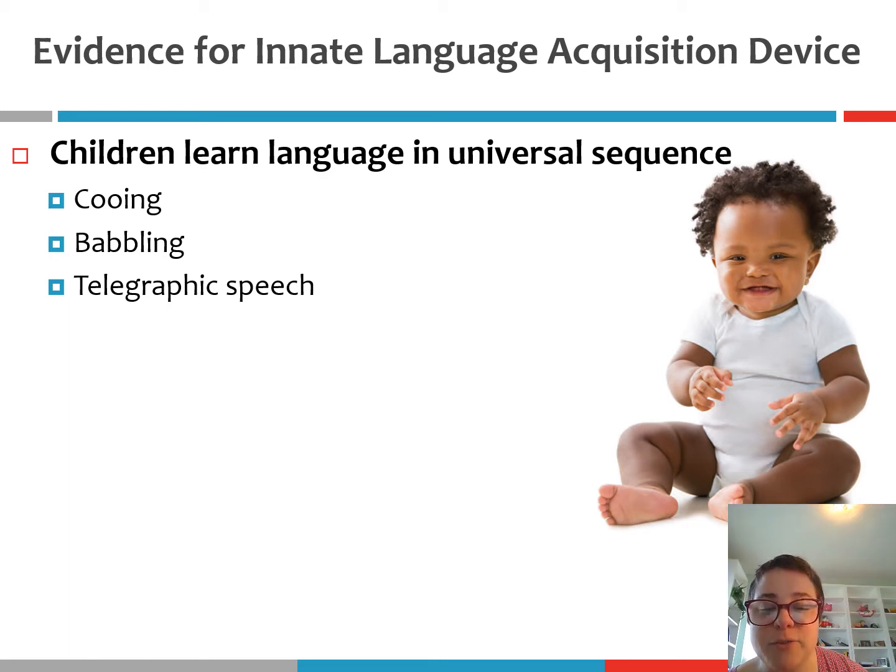And then around 4 or 5 months, babies start the babbling stage, and that is when they combine consonants with vowels, right?